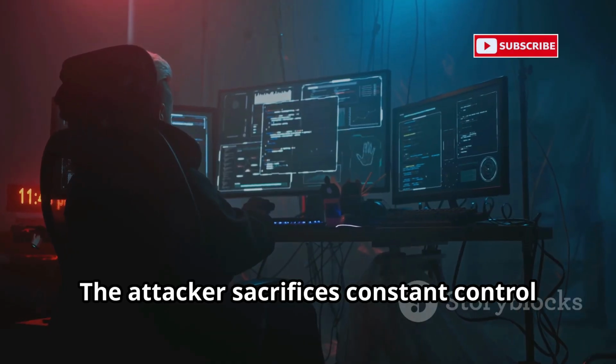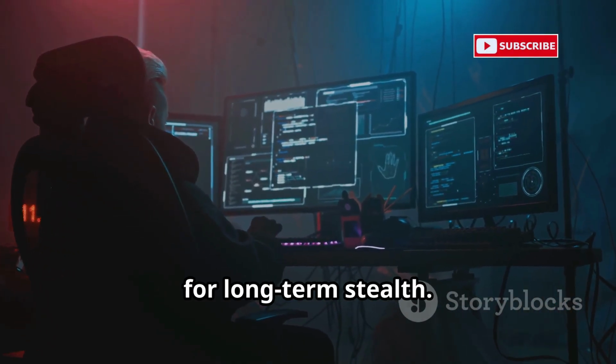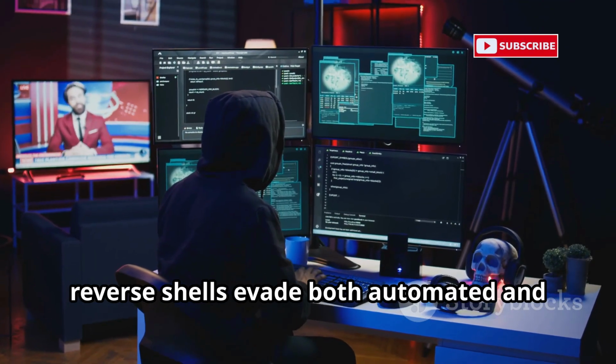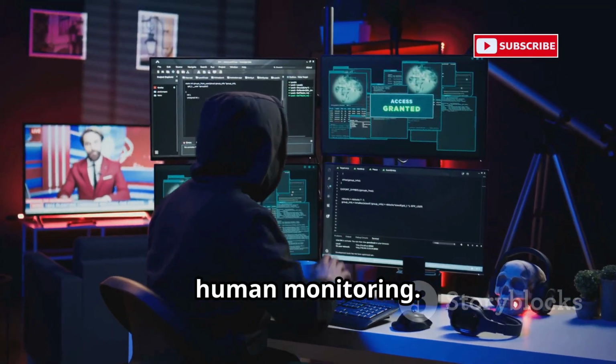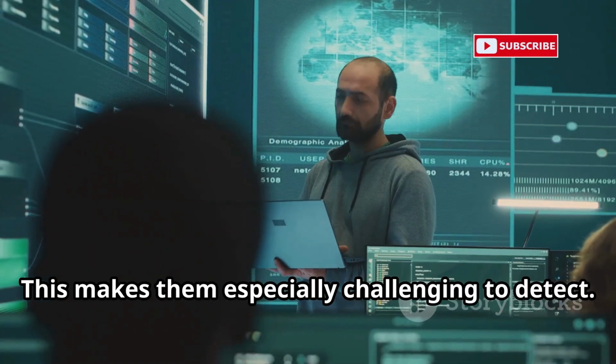The attacker sacrifices constant control for long-term stealth, hiding in plain sight. Reverse shells evade both automated and human monitoring. This makes them especially challenging to detect.